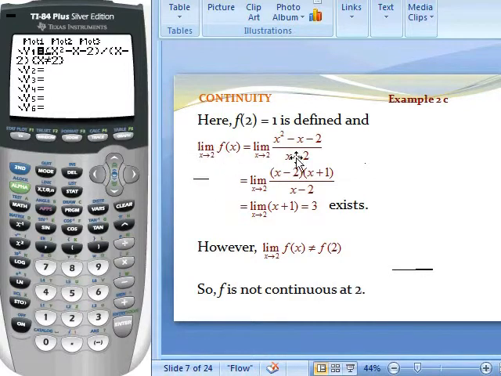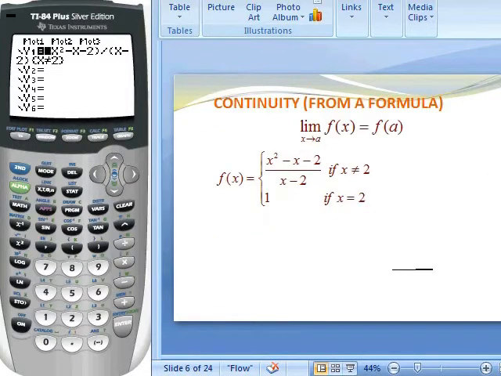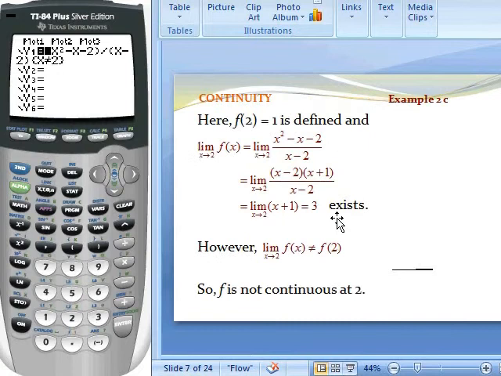When you take the limit, you have the formula. You first factor, and then the x minus 2's go away, and now you take the limit, you get 3. So you have a 3 on the left, and f of 2, and remember how it was defined? F of 2 is 1 when x is 2. Alright, well 3 is not 1. Therefore, left and right do not match. That means f is not continuous at 2.